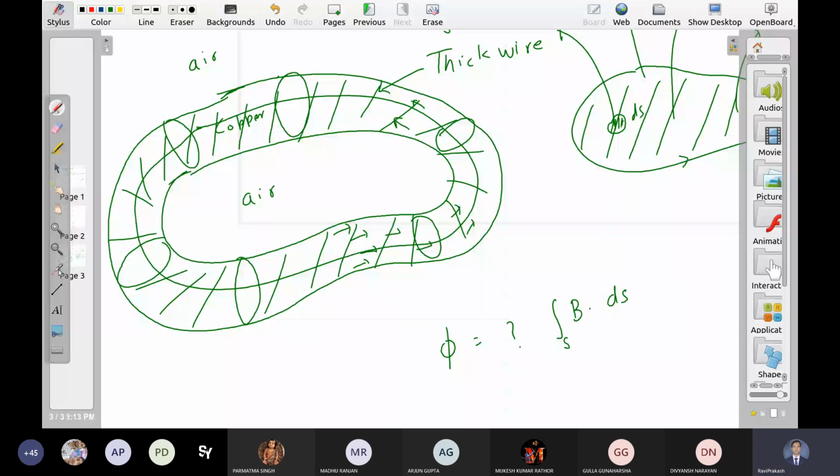Due to this inner side, will you take this, and due to this outer side, will you take this? Which one will you take? Yes, take the average. But why do you want to take the average? Sir, outside the inner region there are also regions where the current outside will contribute flux.